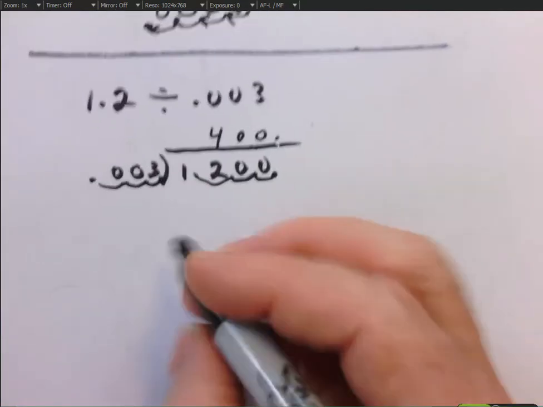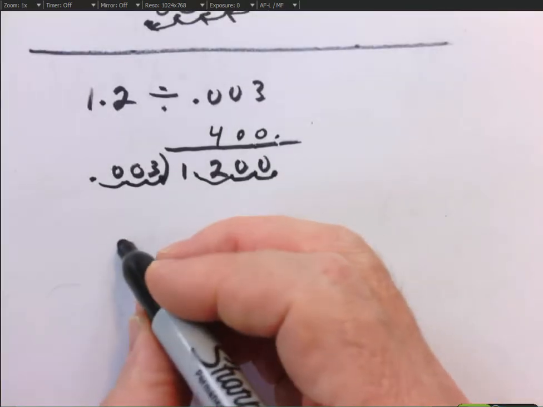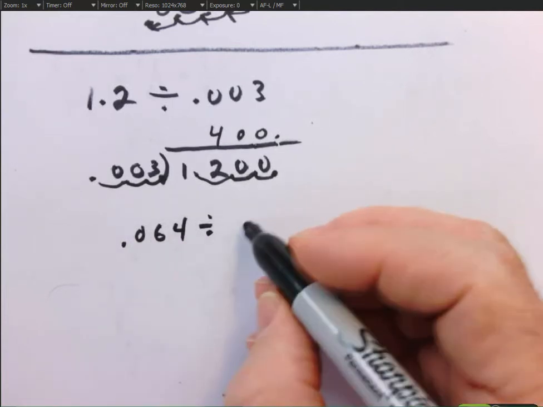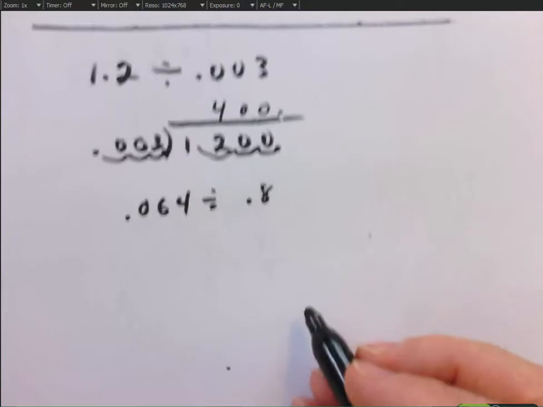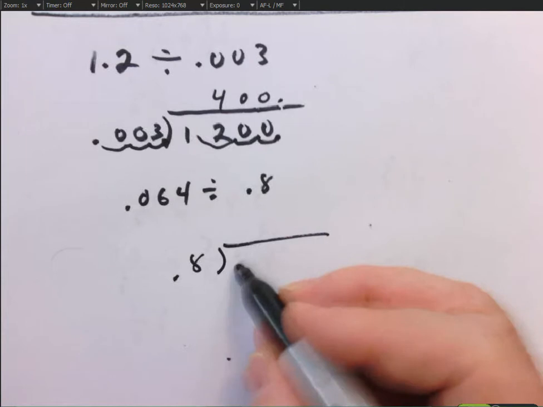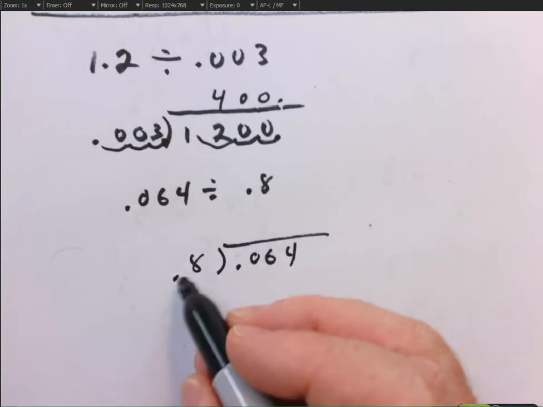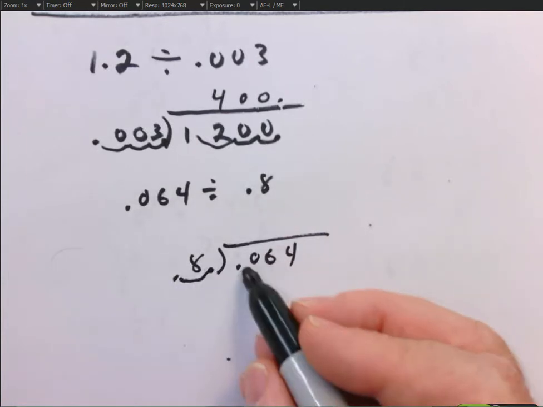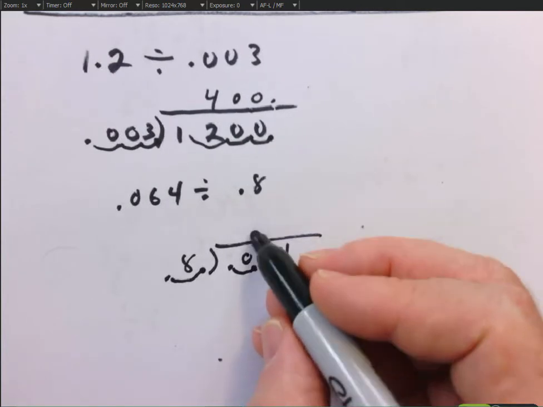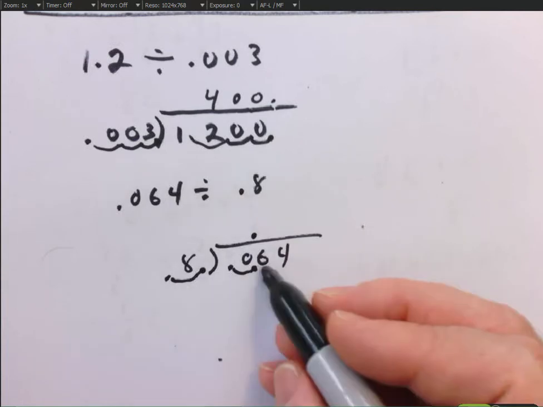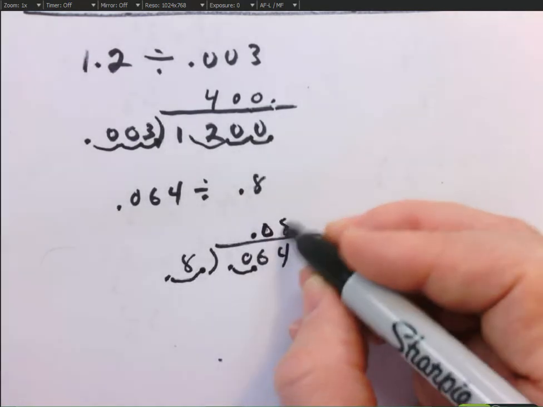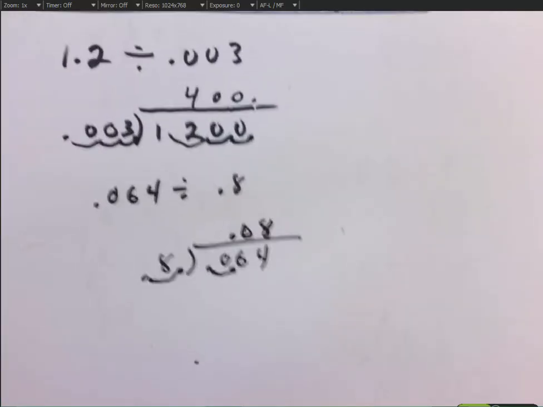One more little example of that. Say we have 0.064 divided by 0.8. Okay, so I'm going to put 0.8 here, 0.064 here. Decimal, I have to move it over one place, move it over one place here. So wherever I move the decimal to here, it's going to go straight up. 8 into 6 won't go, so I put the 0 there. 8 into 64 goes, so I put the 8 there. And my answer is 0.08.